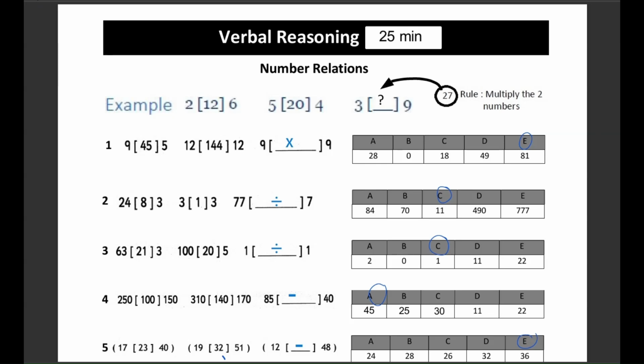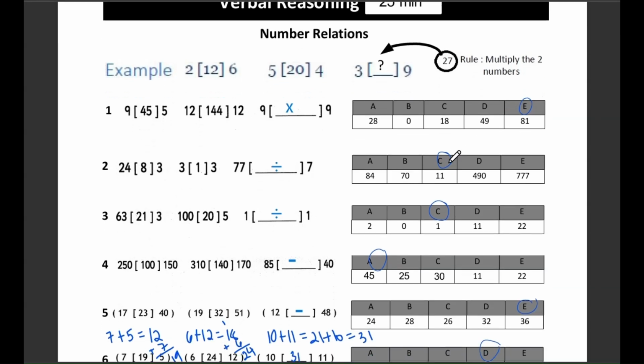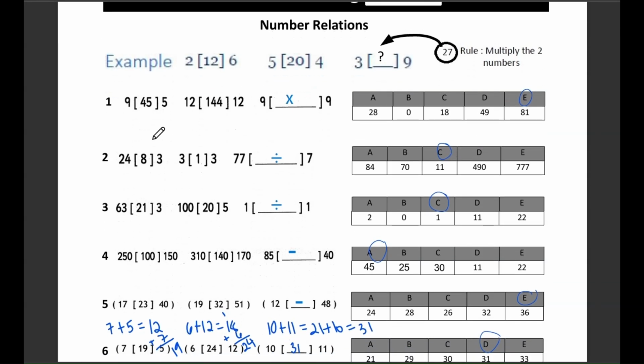Okay, let's move on to some number puzzles. Number relations. Question 1. We have 9, 45, 5, then 12, 144, 12, and finally 9, blank, 9. The possible answers are A, 28, B, 0, C, 18, D, 49, and E, 81. The correct answer is E, 81.